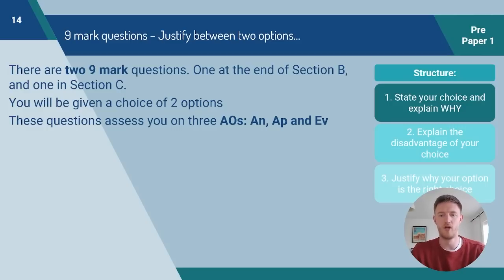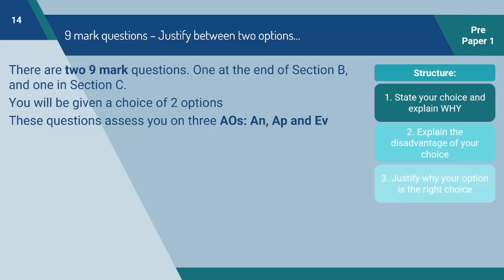So the structure that we're looking for here is: state your choice and explain why you've made it. Then explain the disadvantage of your choice and justify why your option is the right choice. So that's your conclusion at the end.